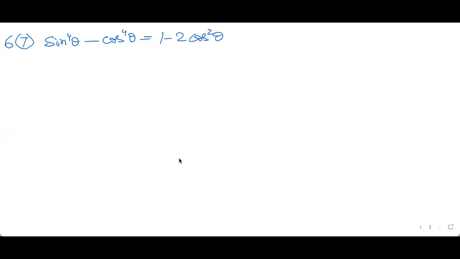The next question, which is question number 6, part 7. We have to show sine 4 theta minus cos 4 theta equals 1 minus 2 cos square theta. What do you think? What formula or where should we start from? Left hand side or right hand side? Why? Make a guess and share.